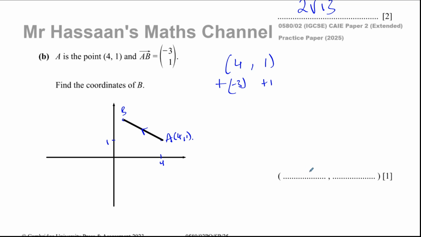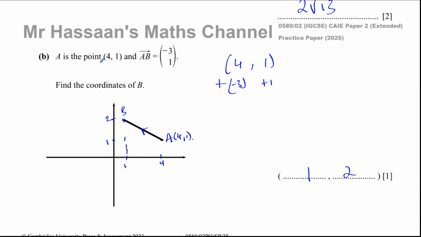So 4 minus 3 is 1, and 1 plus 1 is 2. 3 to the left takes you to 1, and then 1 up takes you to 2. Okay, so those are the coordinates of the point B. All right, so hopefully you can see very clearly that's point A. To go from A to B, you go (-3, 1). So you don't have to draw the diagram. That's just to illustrate it for those of you who maybe can't picture it.